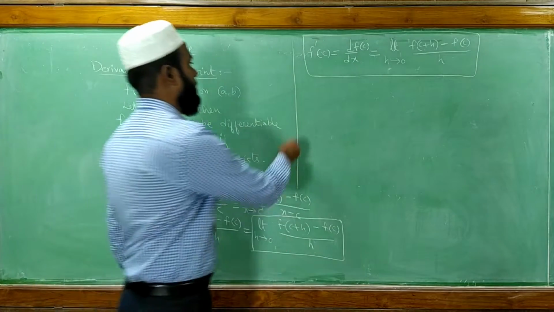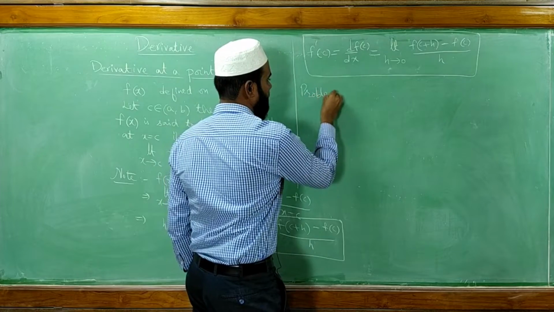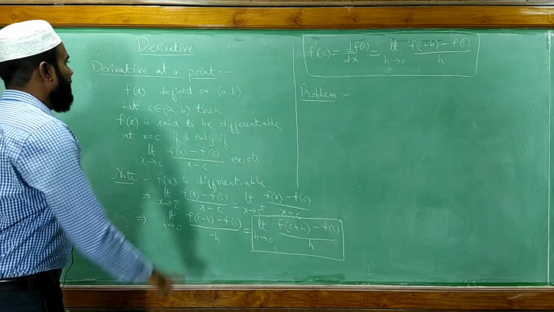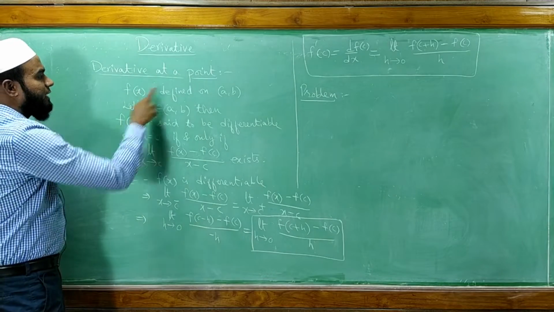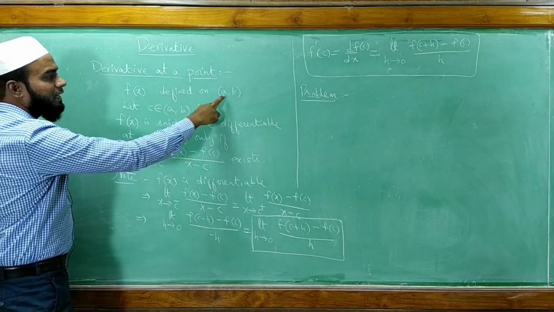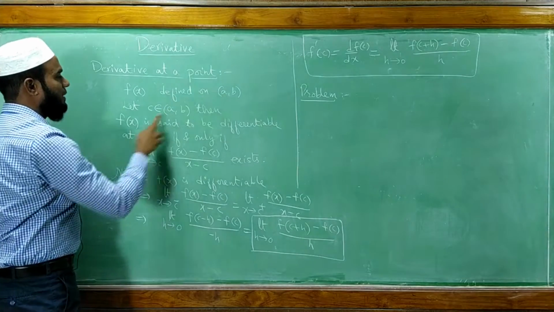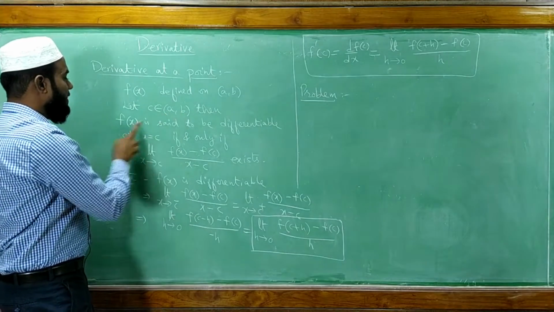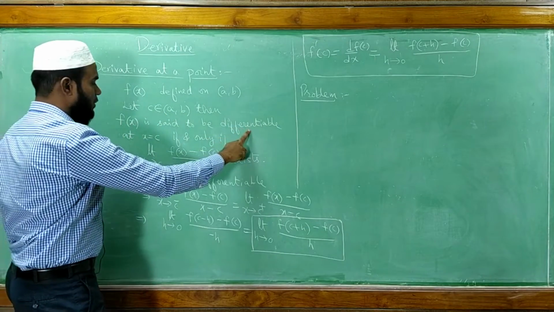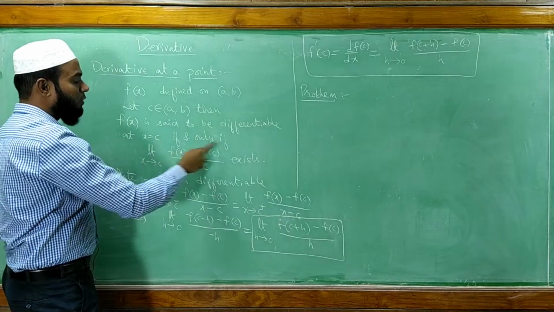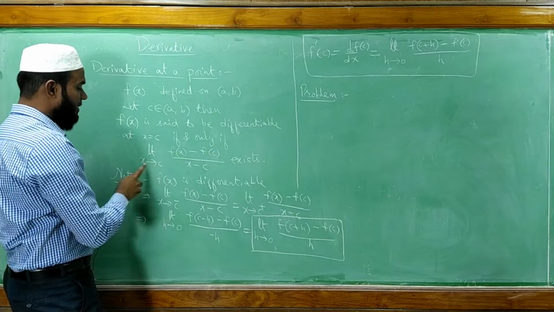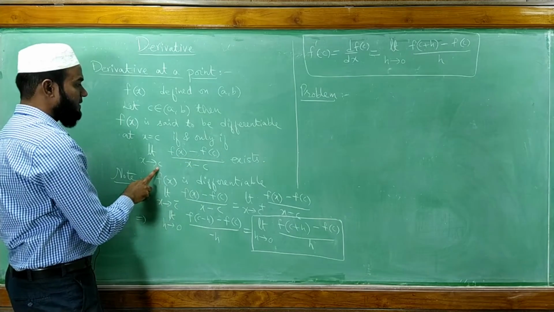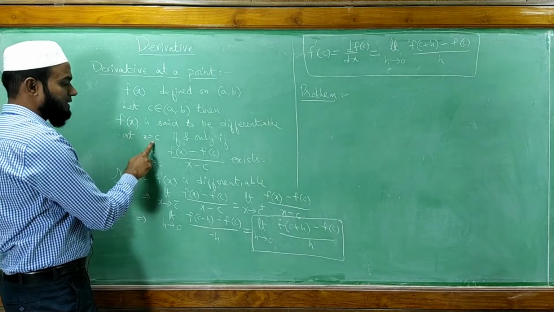Now we'll see problems. We'll consider the first problem. Hope students it is clear to you. Once again I'll explain. Derivative at a point, how do we define? Suppose I am having a function f of x which is defined on the open interval a comma b, and I am considering c a point which lies in between a and b, right? Then the function f of x is said to be differentiable at the point x equals c if and only if this limit exists. What is this limit? Limit x goes to c, f of x minus f of c by x minus c. If this limit exists, then we say that f of x is differentiable at the point x equals c, right?